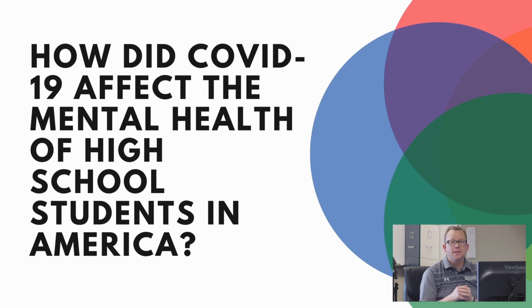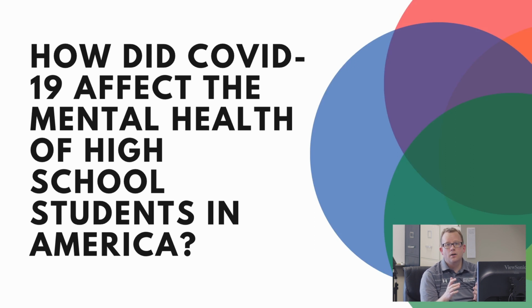Now, this has a lot of specific parts to it. We start with identifying how did COVID-19 affect, and then affect what? Mental health. For who? High school students. Where? America. So there's like four overlapping parts to this question.